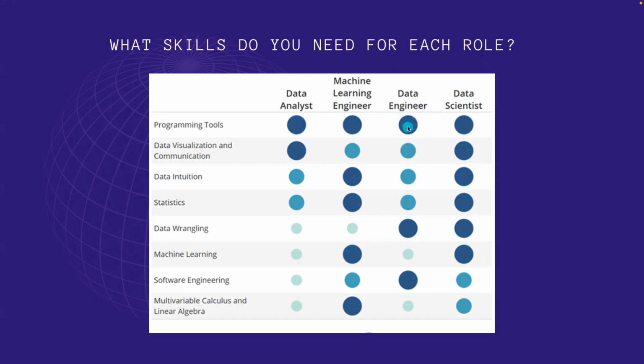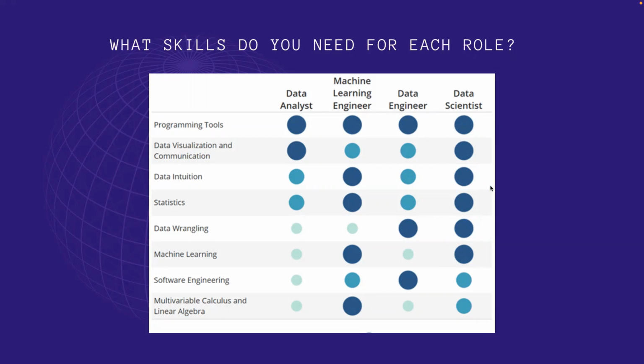The data engineer uses programming tools, needs to know how to wrangle data, and needs to know some software engineering. And the data scientist is a bit of a jack of all trades, like an interface in between everybody.